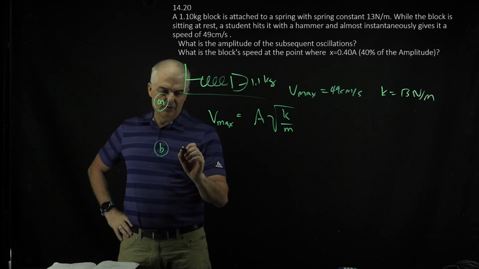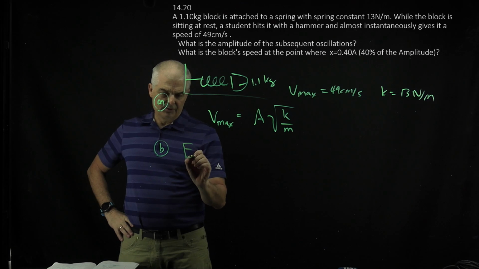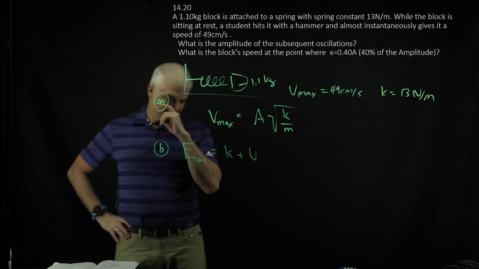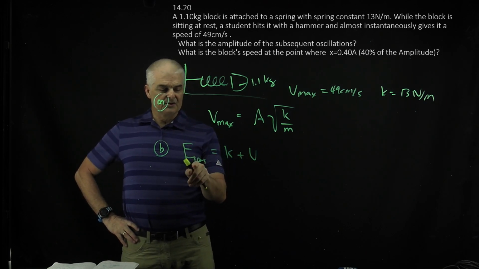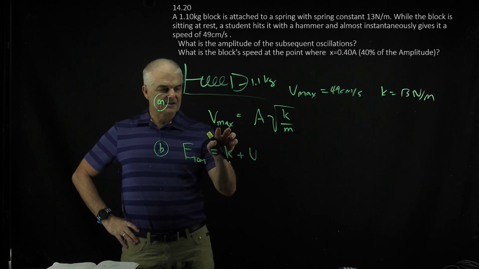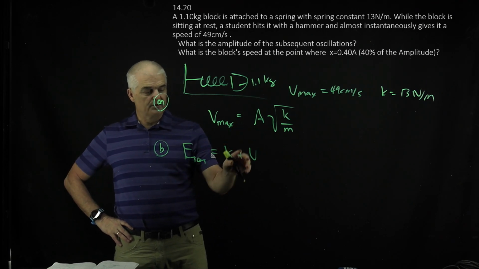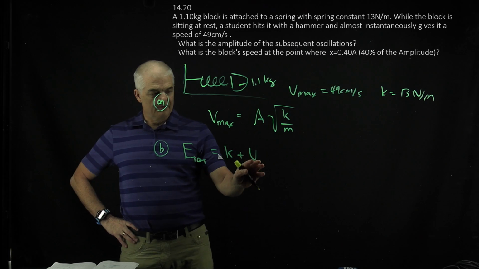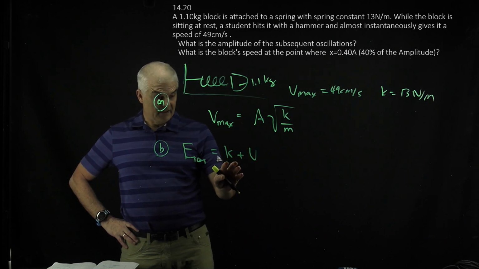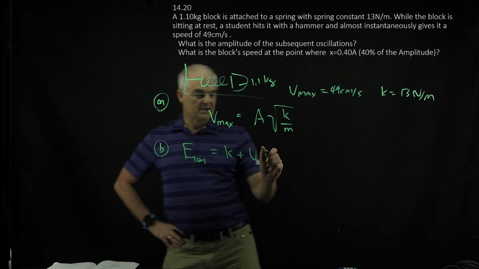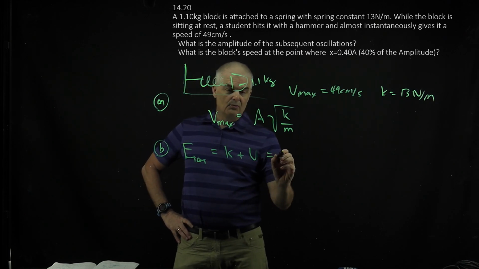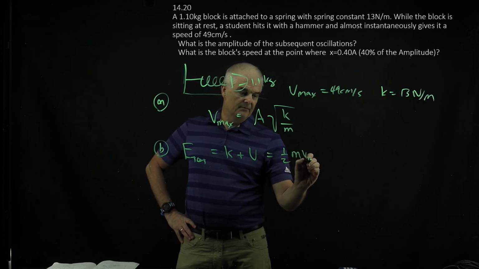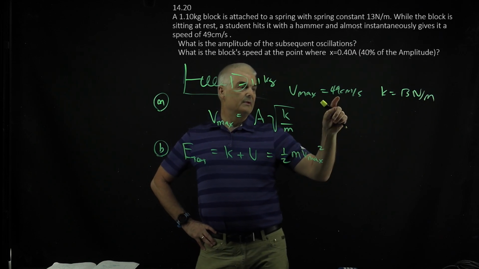So if you remember, total energy, or E total, is the kinetic plus the potential, right? But what's the total energy? When you are at max speed, there is no potential. You only have kinetic. So if potential is 0, then kinetic is 100%. And so you can say total energy would be equal to 1/2 times m times V max squared. And we know V max to be 49.